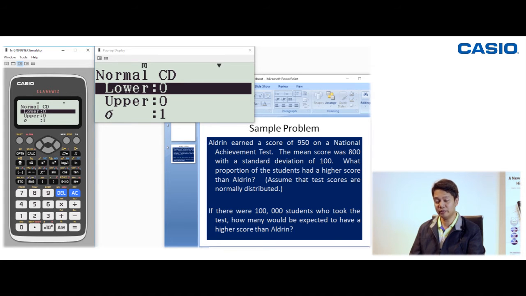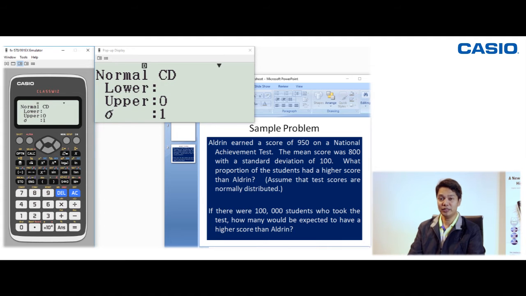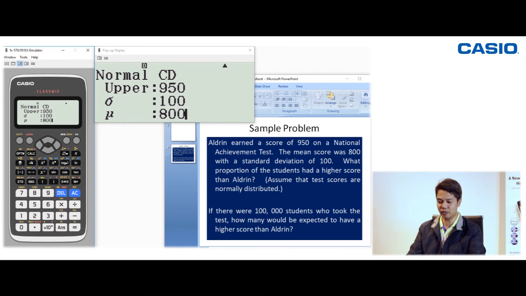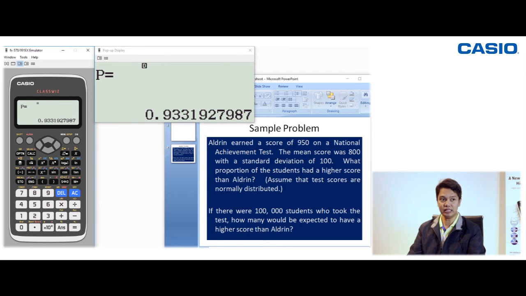Here, the lower score will be 0. Since this is cumulative, the lower score that we will use will be 0. And then, Aldrin's score is 950, therefore we're going to use it as the upper score. Our standard deviation sigma is 100, so press 100 and then equals. Our mean mu is 800. So pressing that and then pressing equals, we now have the probability 0.933192797.